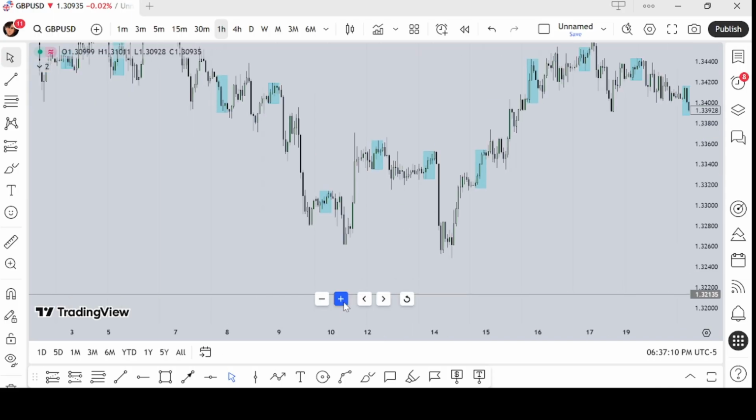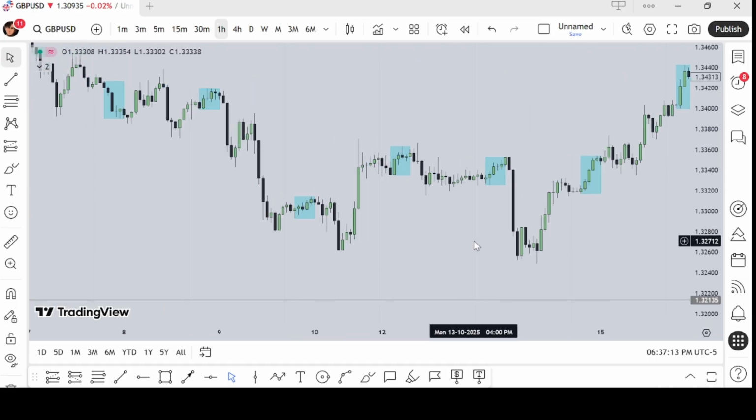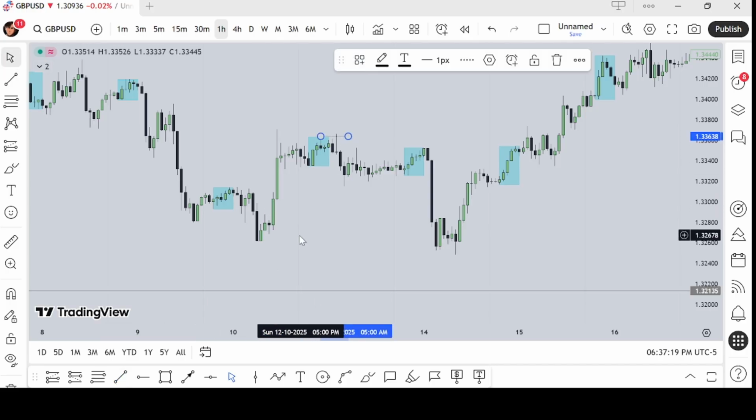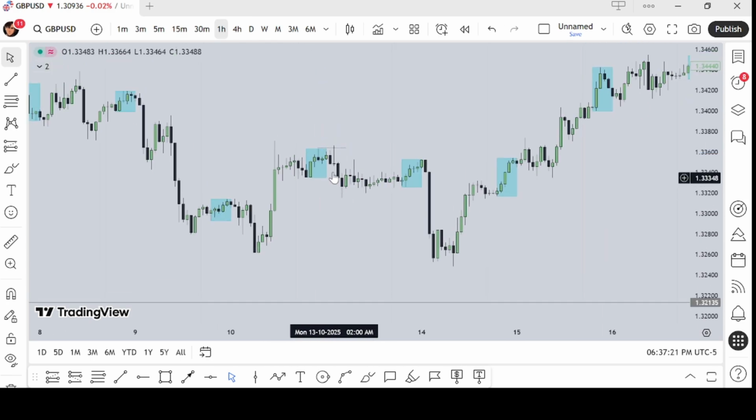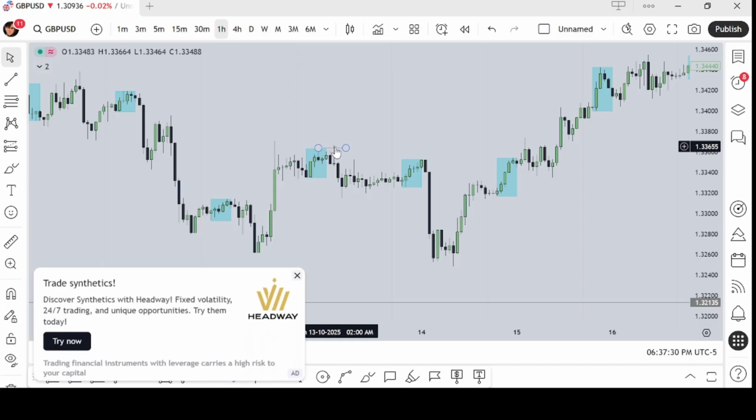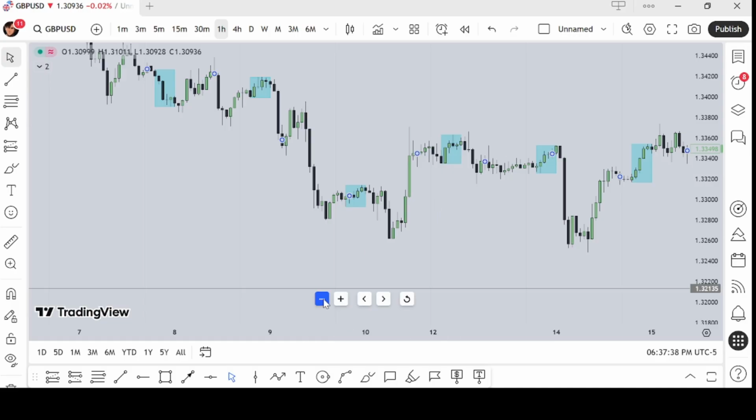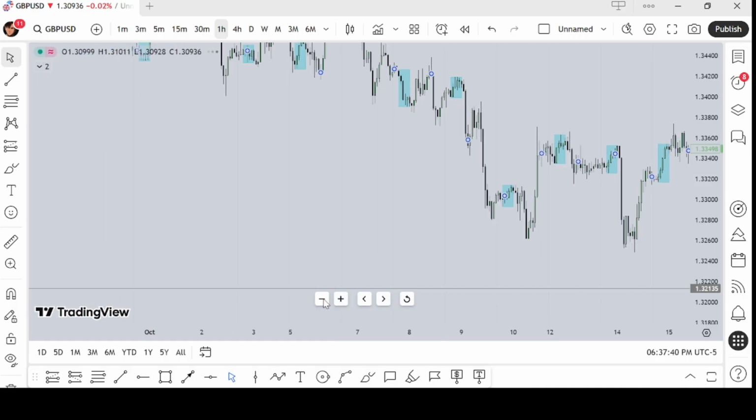Maybe you don't see it, but this is the manipulation. The manipulation is the sweep of liquidity. This is the sweep of liquidity, which is the manipulation. This is the high of the Asian session. We swept the high, and after sweeping the high, we expanded lower. So you can see that this happens in a week. It happens 3 times, sometimes even more throughout the week.